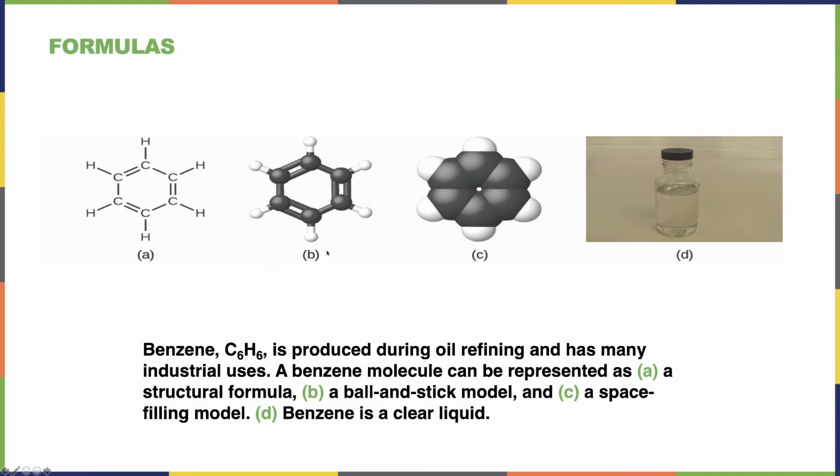And here's the same formula in a ball and stick structure. Again, what you see here is the double bonds interspersed with the single bonds in a ring formation with the smaller hydrogen atoms on the outside. And here is the space-filling model. Now, it's difficult to show single versus double bonds in a space-filling model because the spaces are filled and you can't see the actual bonds. And then lastly, this shows you what benzene actually looks like in real life. It's a clear liquid in this bottle.